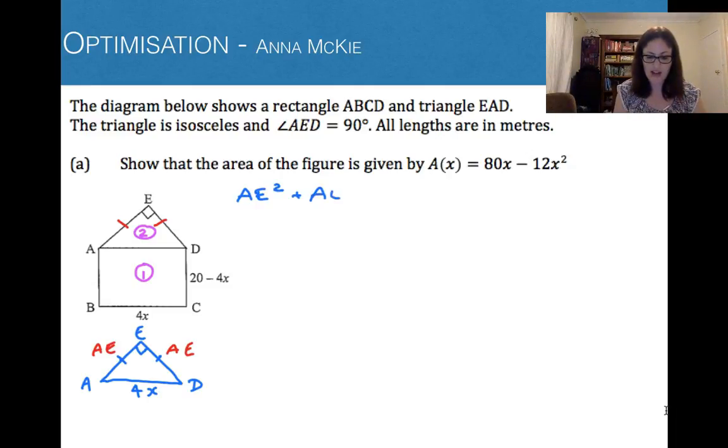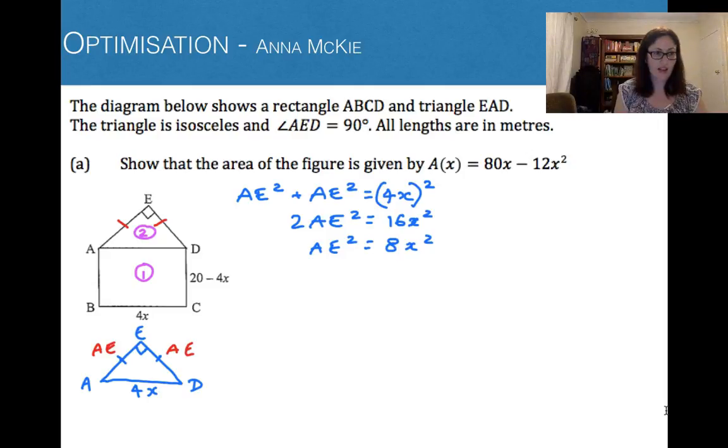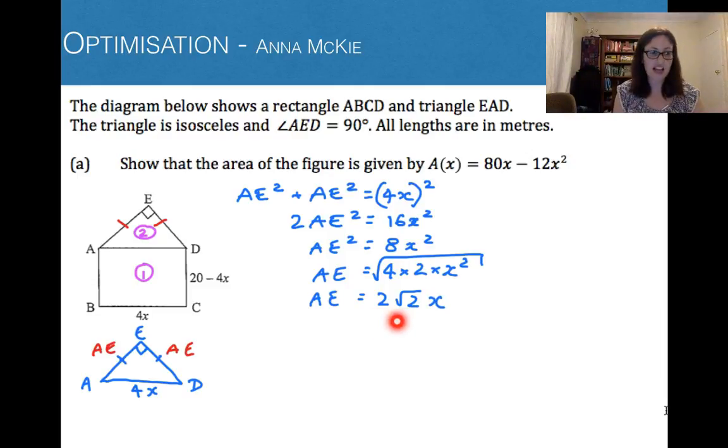So AE squared plus AE squared is equal to (4x) all squared. That's where the brackets come in handy. Collecting like terms and simplifying, 2 lots of AE squared is 16x squared. Simplifying further, AE squared is 8x squared. Then square rooting both sides. Just going to write the 8 as 4 by 2, for some people that need a reminder of how squares break down, because the square root of 4 then becomes 2. So we have 2 root 2, and the square root of x squared becomes just x. So that's the length of AE.